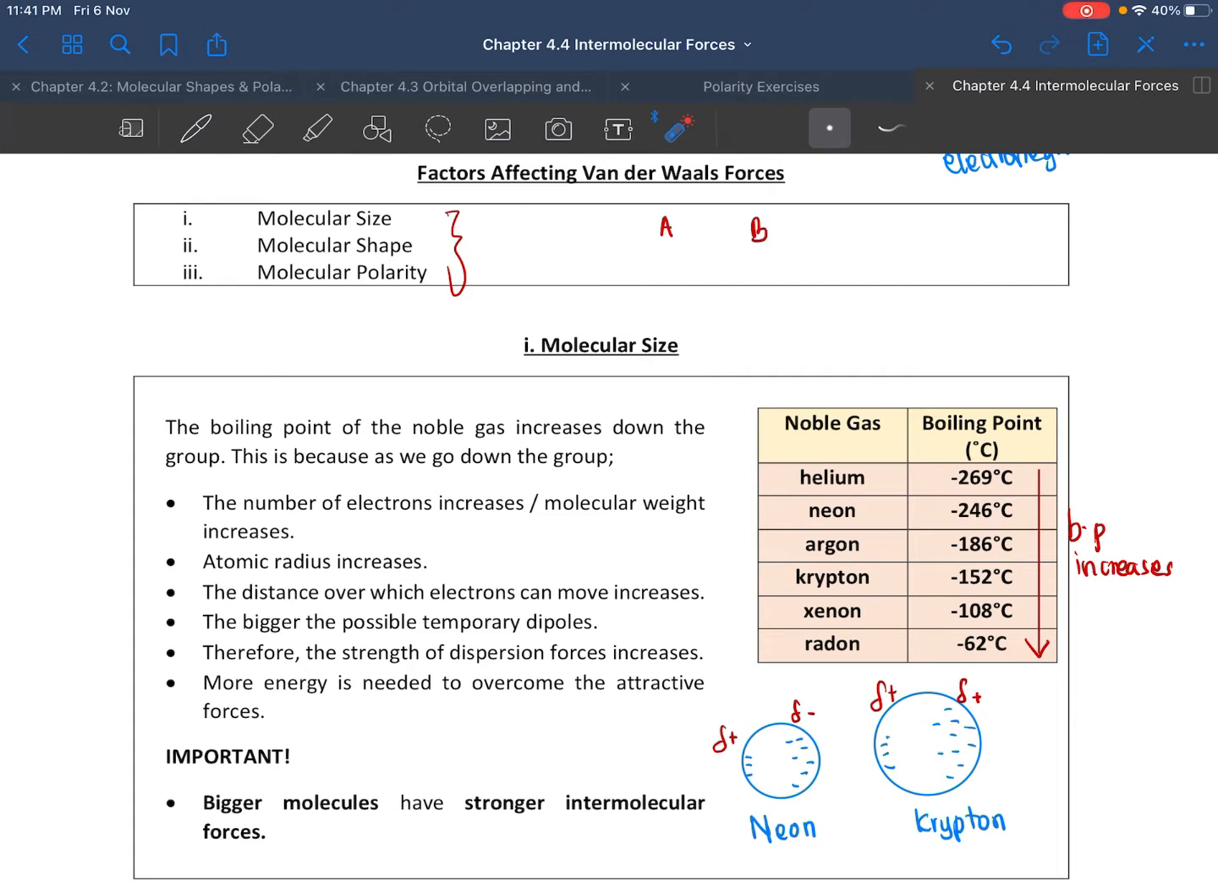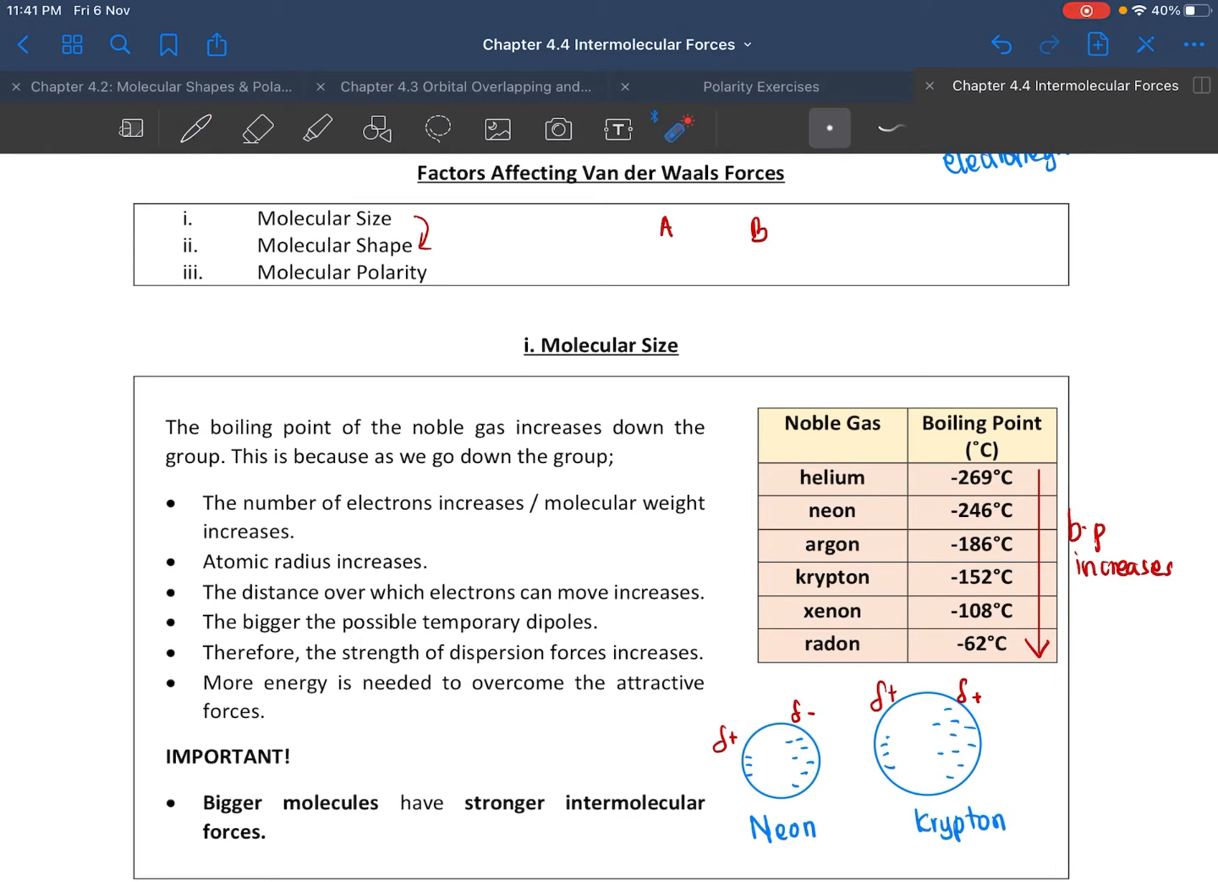Okay. Tapi di sini ada cara dia. Factors ni mesti kamu tengok one by one, iaitu step by step. That means in order to determine sama ada A or B yang ada stronger van der Waals forces, first you have to compare the molecular size of A and B. If the molecular size of molecule A and B is the same, that means you have to proceed to the next factor.